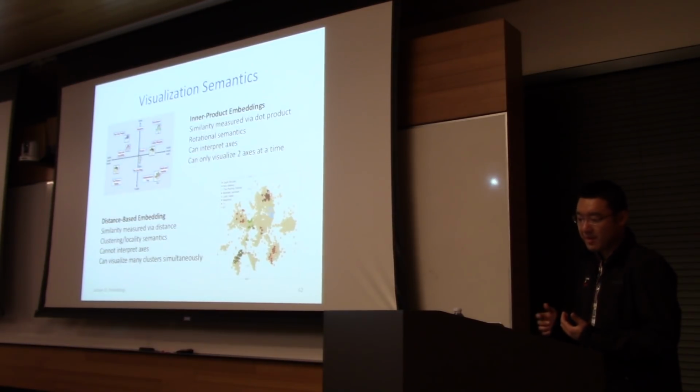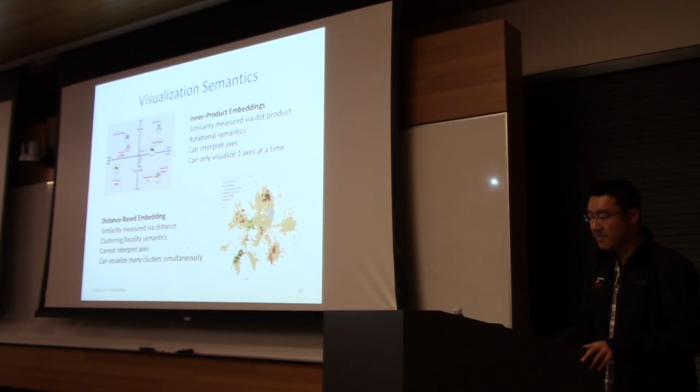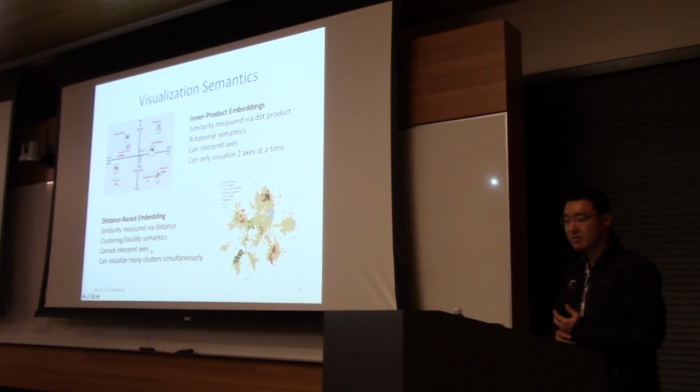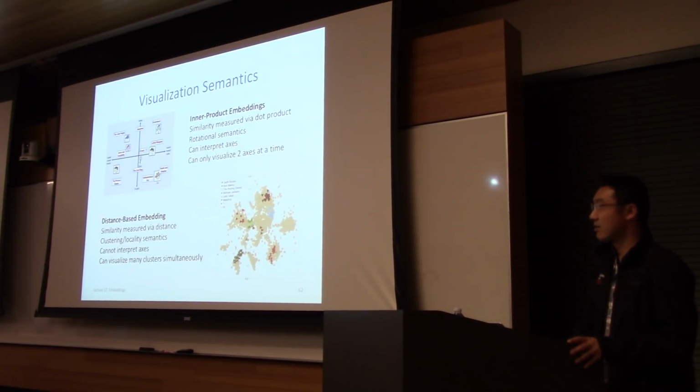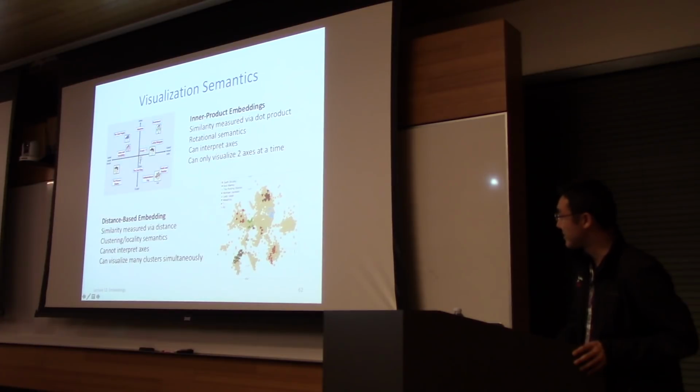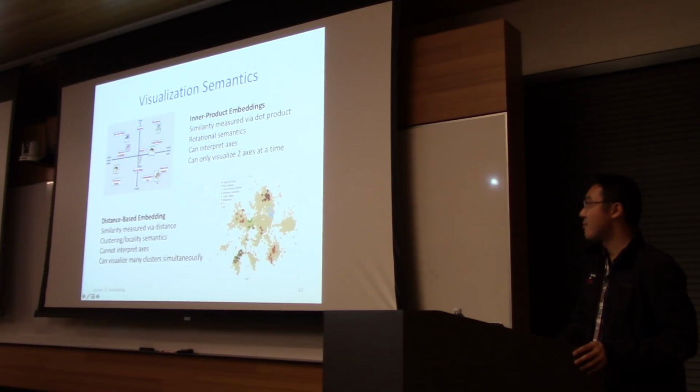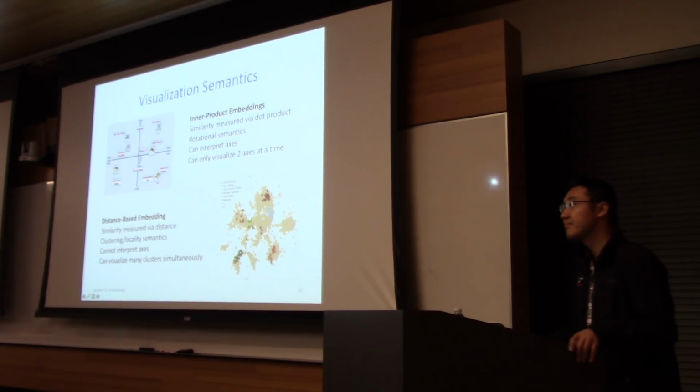Because these two kinds of embeddings, inner product-based or distance-based, have different semantics, when you visualize them, the points tend to be laid out a little bit differently. This type of really heavy clumping tends to happen more when you learn distance-based embeddings.